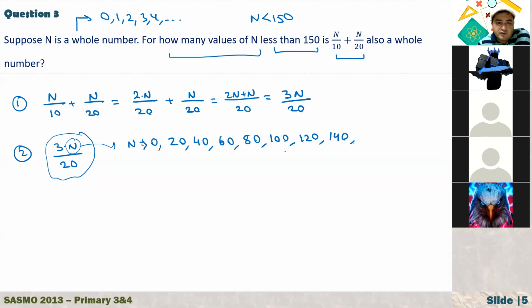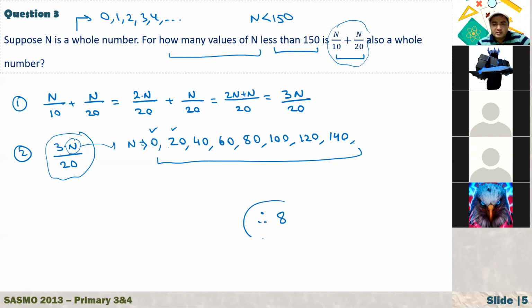The next one will be 160, which is greater than 150. If you substitute these numbers for n and calculate, this expression will be a whole number. For example, 0: 3 times 0 is 0, 0 over 20 is 0. Is 0 a whole number? Yes. 20: 20 over 20 is 1, 3 times 1 is 3, and 3 is a whole number. 40: 40 over 20 is 2, 2 times 3 is 6. All of these numbers are divisible by 20 and multiplied by 3, so it will be a whole number again. So how many numbers? 1, 2, 3, 4, 5, 6, 7, 8. So our answer is 8 possible values.